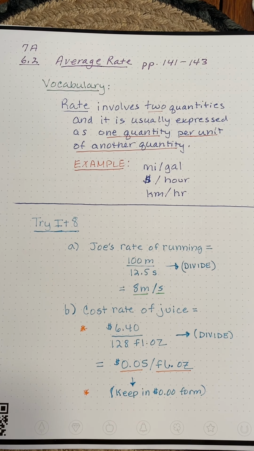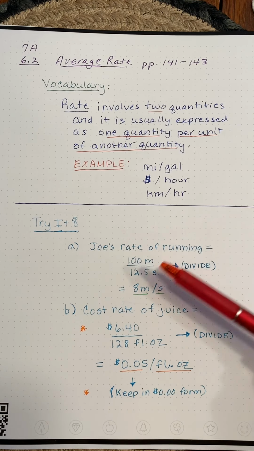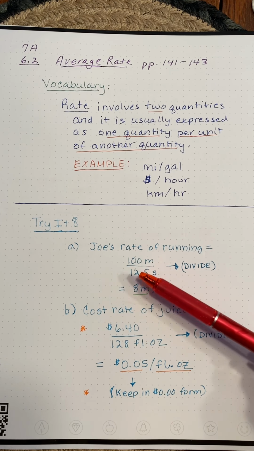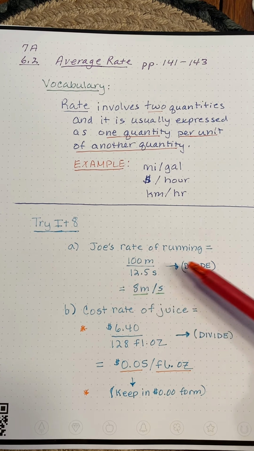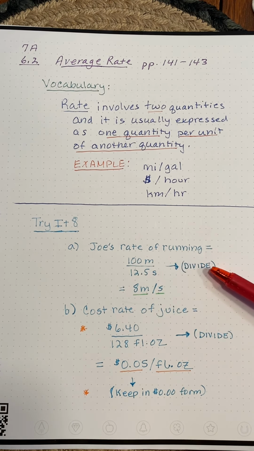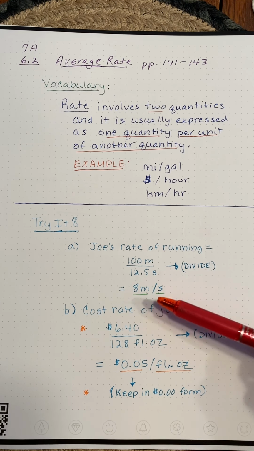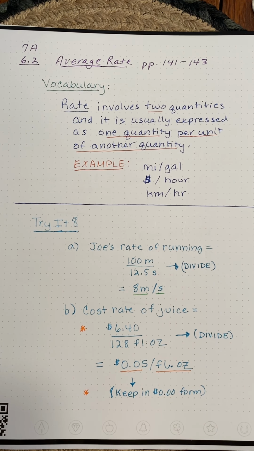That asks us to find the rate in each of the following cases. So letter A, Joe ran 100 meters in 12.5 seconds. Give your answer in meters per second. Well, basically you will take the 100 meters and divide it by the time it took him. So 100 divided by 12.5. You write it like a fraction and you divide. When you do that, and of course you can do that on your calculator, you come up with 8 meters per second. It's just that simple.